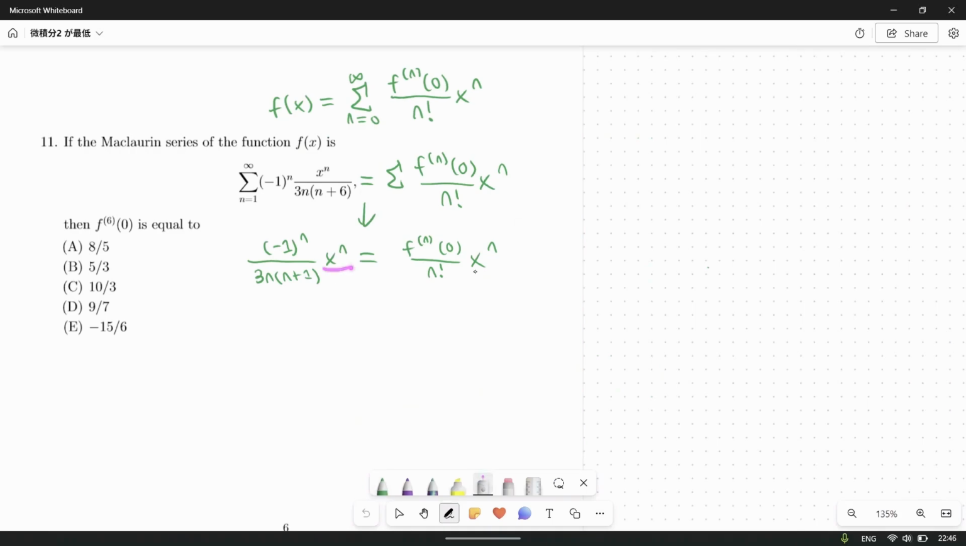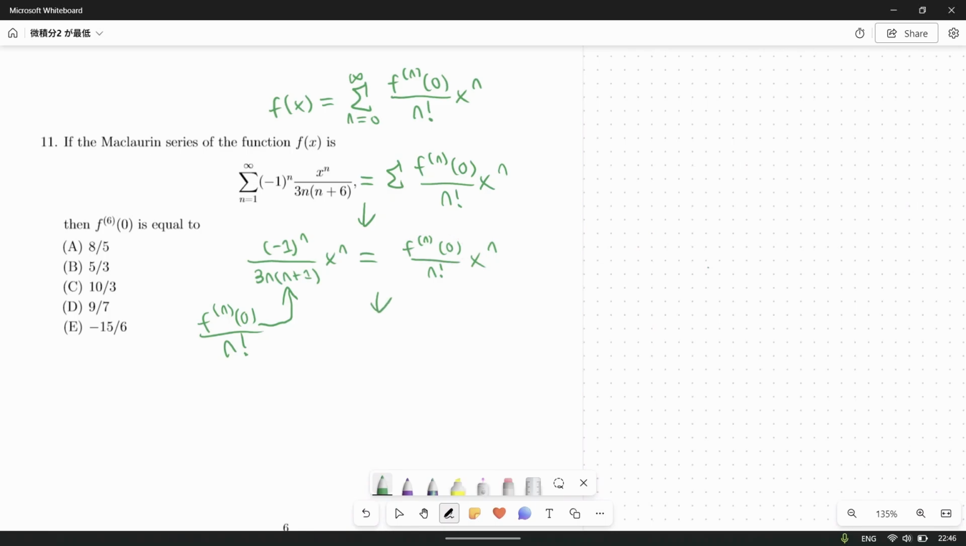But anyway, going back to what I was talking about earlier, now that I've isolated the x to the nth power on both sides, you can more clearly see that this term is going to be equal to this term here. And so we can say that this would be equal to the nth derivative evaluated at 0 over n factorial. With that in mind, we just have to solve for this term and we'd have an answer. And so from here, all we have to do is plug in 6 for n.